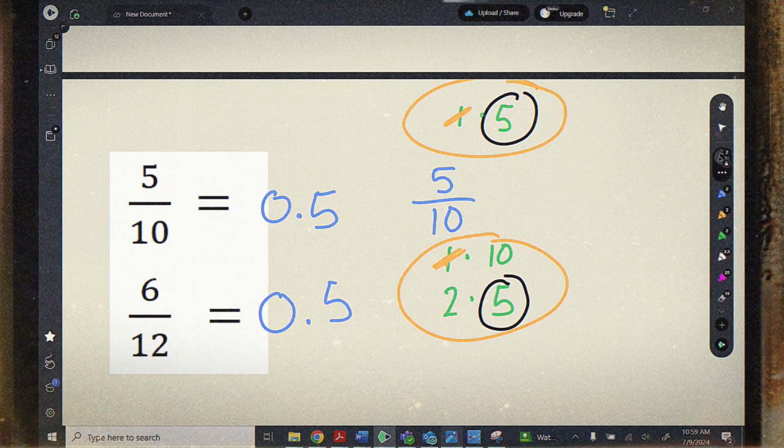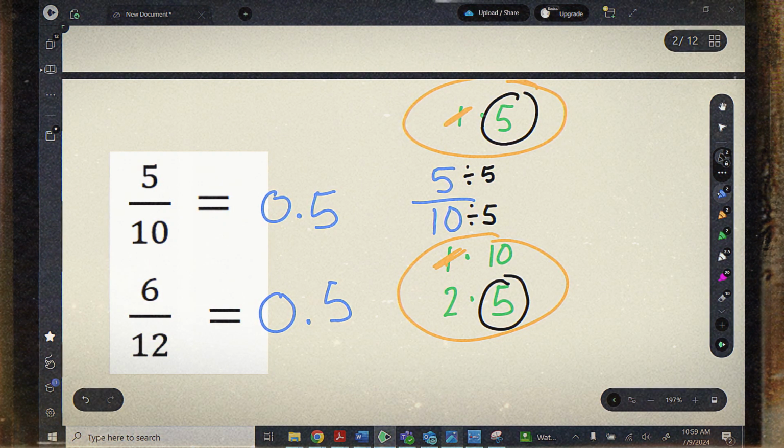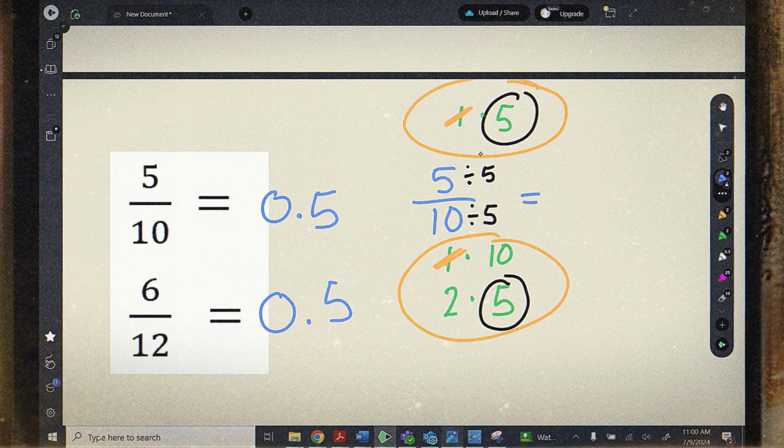Now, by the way, if you find more than one match, so more than one common factor, you're always going to go with the greatest common factor. That means the biggest number. Here, there's only one choice, and it's a 5. So what I have to do now is divide by the common factor. So I'm going to divide my numerator by 5, and I'm going to divide the denominator by 5. Let's see what we get here. 5 divided by 5 is a 1. 10 divided by 5 is a 2. So 1 over 2 is our simplified fraction.